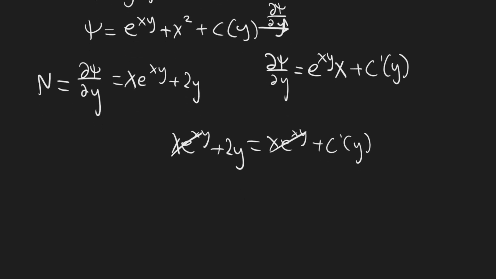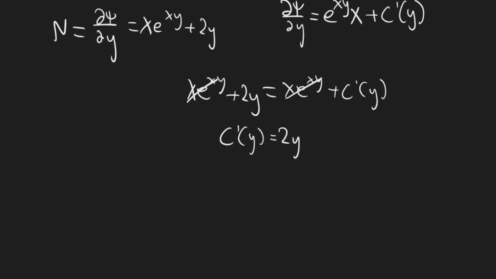And then we are just left with c prime of y equals 2y. Now we can integrate, right? So we took a partial derivative with respect to y, so we have to integrate with respect to y. And so then c equals the integral of 2y dy, which is going to give us c equals y squared.